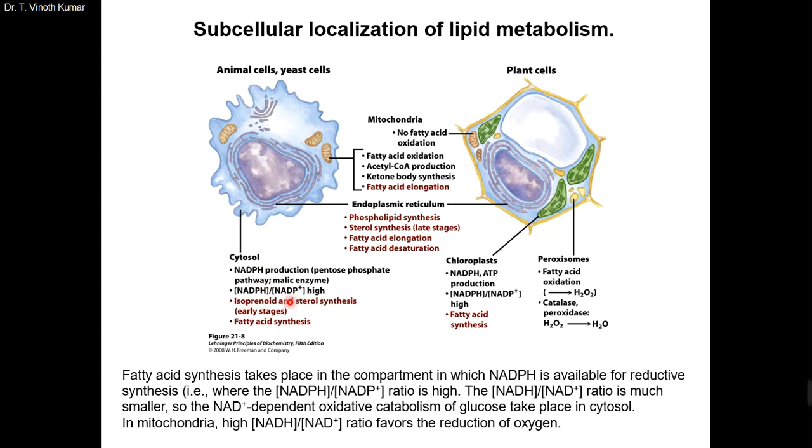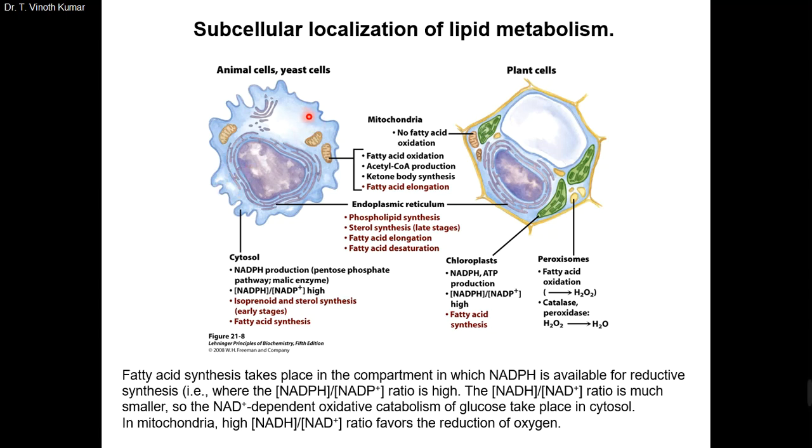And next is isoprenoid and sterol biosynthesis, mostly the early stages of the metabolic pathways happen in the cytosol of animal cells, and complete fatty acid biosynthesis happens in the cytosol of animal cells and yeast cells.